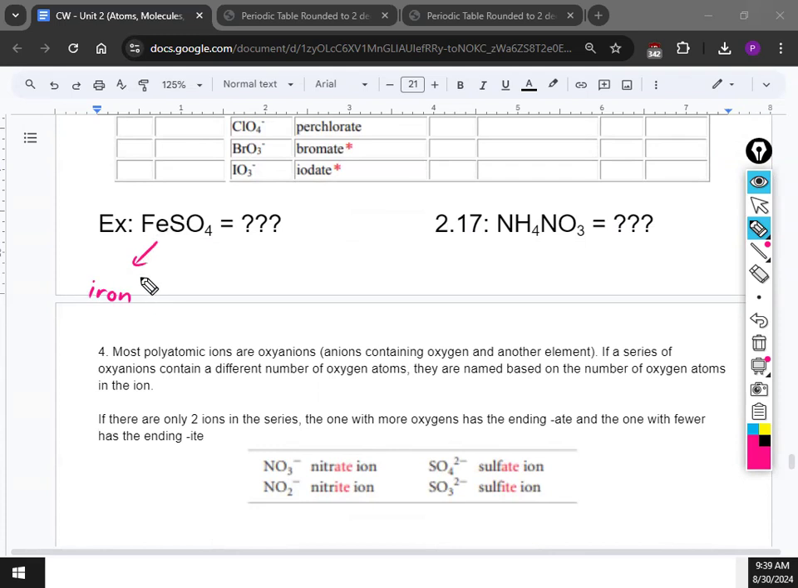Okay, this is iron. And we actually need to figure out the charge for this one, right? Because iron's in the middle of the periodic table. So we're going to have some parentheses. We don't know the number yet, so we're just going to leave a question mark for now.